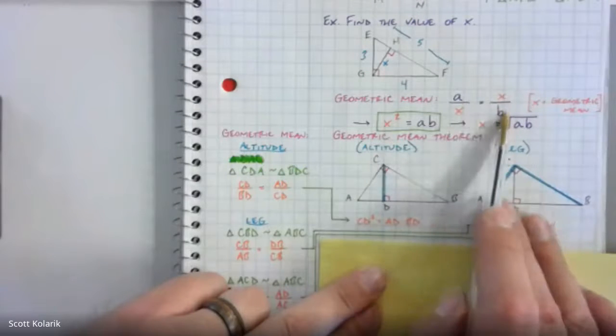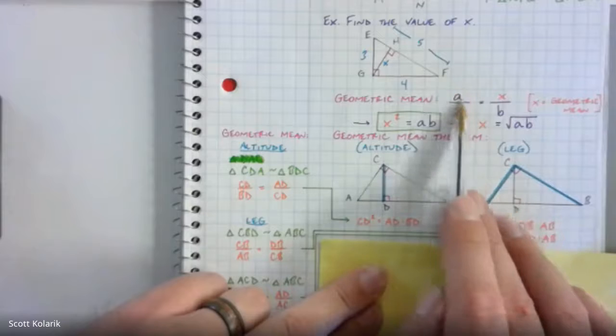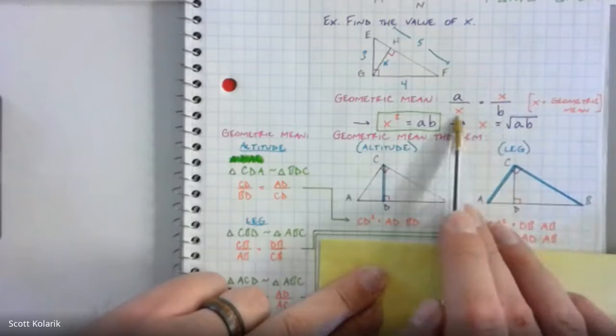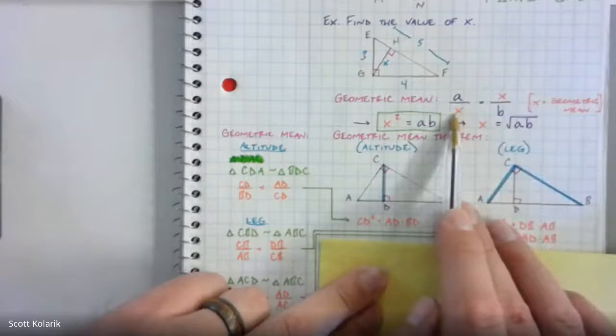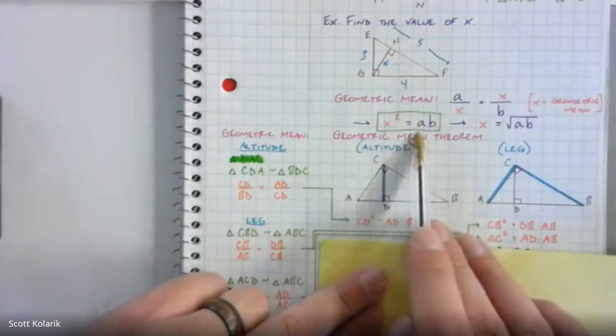This is very similar to what we've been doing since chapter 8, where I compare corresponding pieces to corresponding sides, right? Now, if the piece I'm solving for happens to be an element of both pieces, then I end up with cross multiplication getting right to the geometric mean formula. So that's where that comes from.